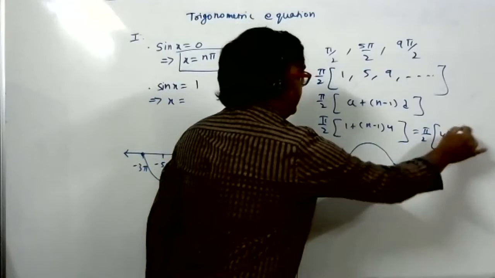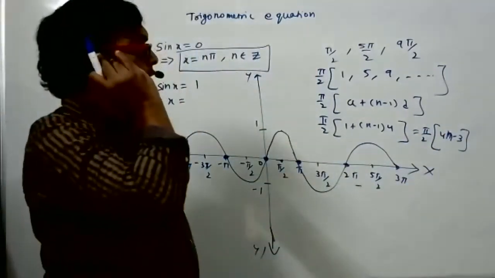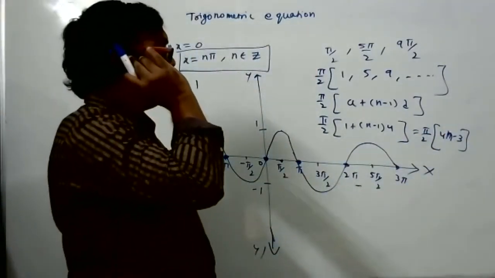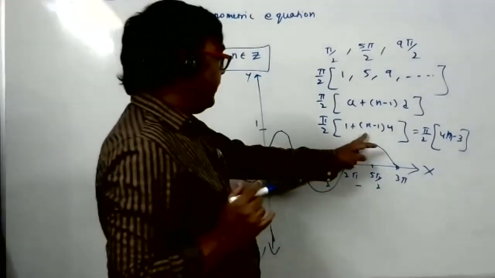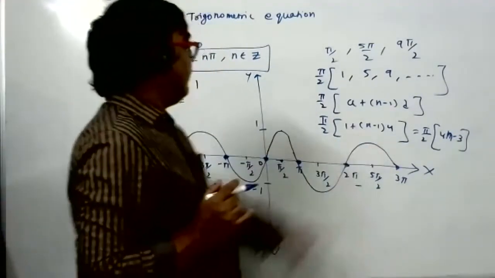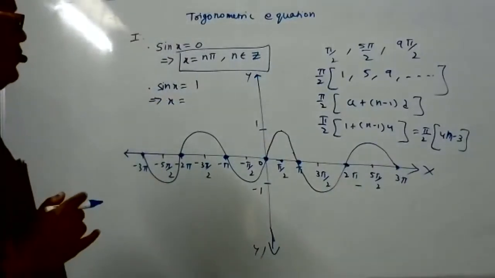This is not good actually. The answer was how much you told, boy? 4n plus 1. But we are not getting 4n plus 1. Why are we not getting 4n plus 1? 4n plus 1 is correct.